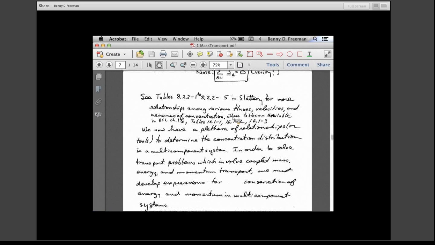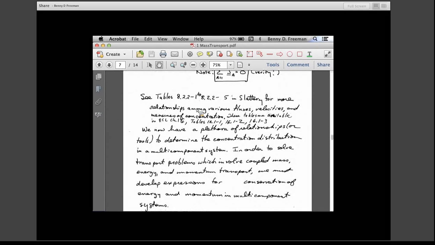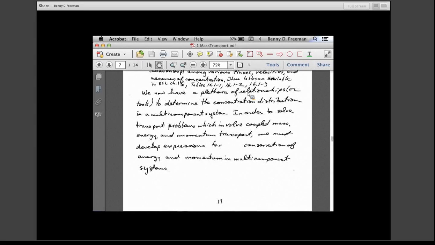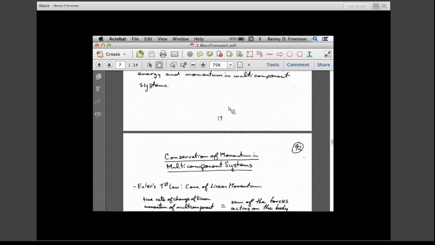I showed you a textbook, Slattery, last time that has a lot of this laid out, but it's also in your textbook as well. And so this is the basic machinery that we use to conserve mass in all mass transport problems. What we don't have yet at this point is a rigorous and detailed expression for these diffusive fluxes, J sub A, and that will be the subject of another lecture where we derive those.